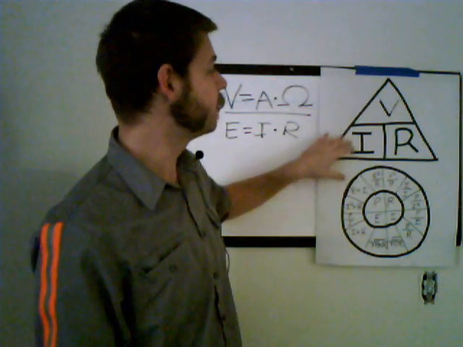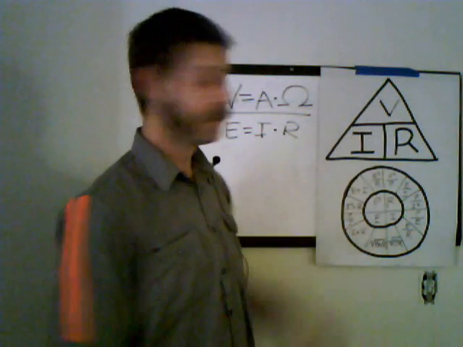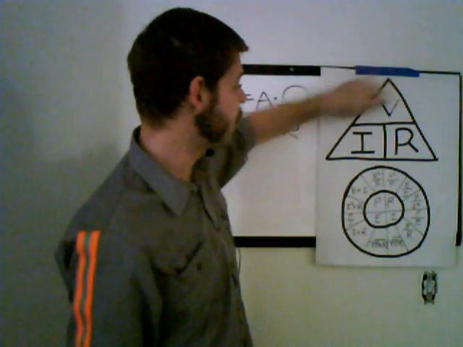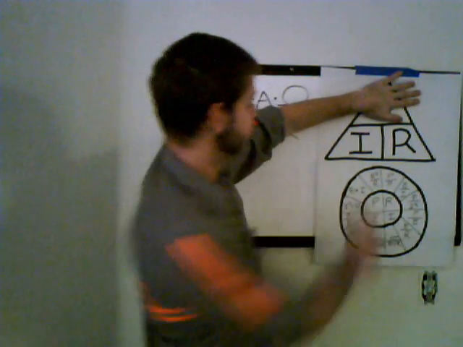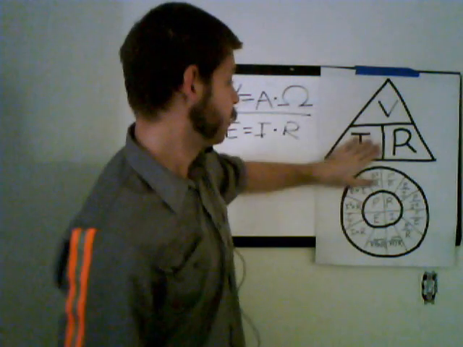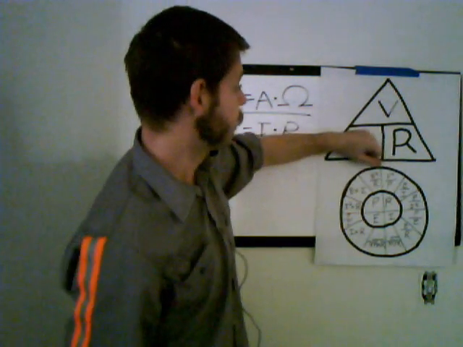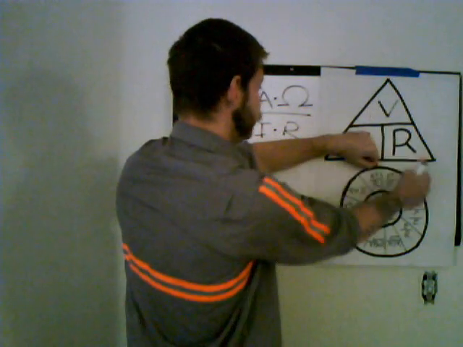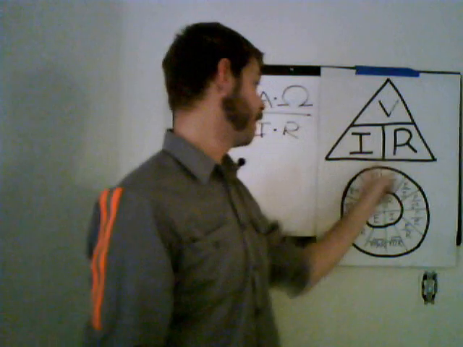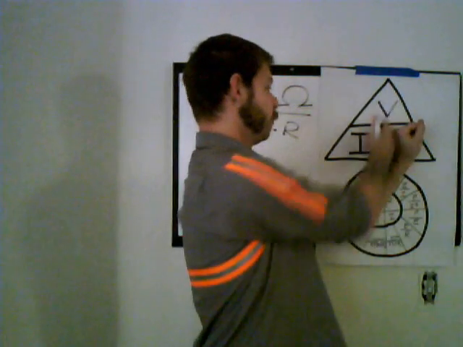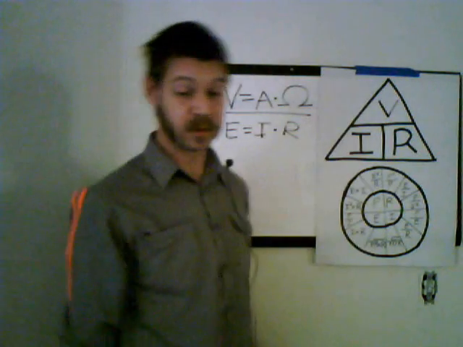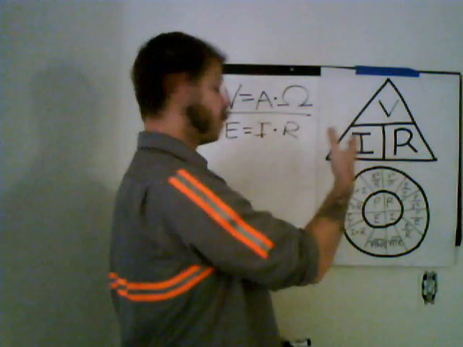You can use it because if you want to find out any one of them, you just cover the one that's missing. Like this. You want to find voltage, you cover voltage. It says current times resistance. You want to find out current, you cover that one up. Voltage over resistance. In the same way, you want to find out resistance, cover it up. Voltage over amperage. It's just a neat tool.